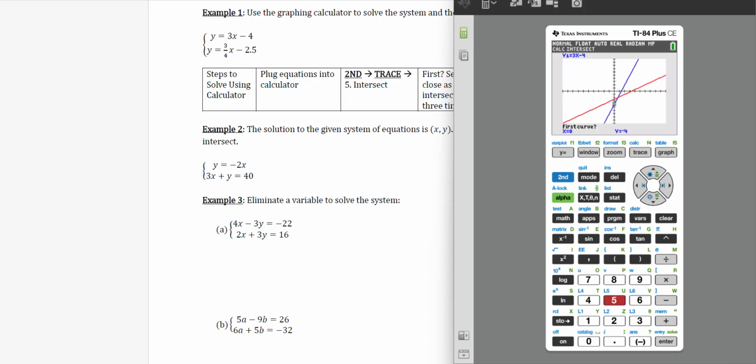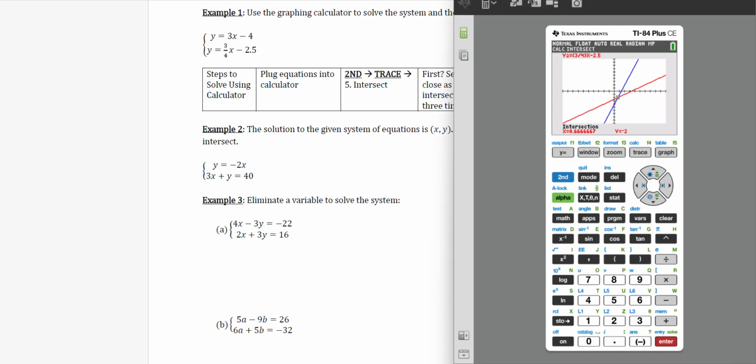Number 5. So you plug the equations in, second trace, intersect. Then it says first, second, then guess. Here's the nice thing. If you get as close as you can to that intersection, starting on the first curve, you press enter once, 2 times, 3 times. It gives you that intersection.